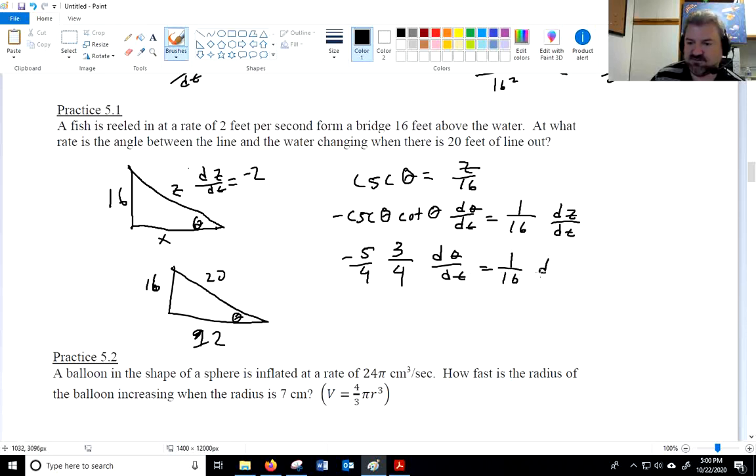Equals 1 over 16 dz dt. Oh, well, what is dz dt? We better know that, right? Well, that's 2 feet per second, right? Well, a -2 to be exact. All right, so this ends up being a -15 over 16.